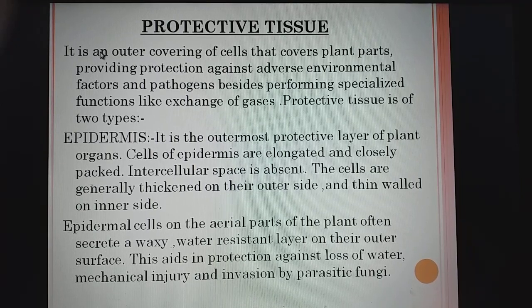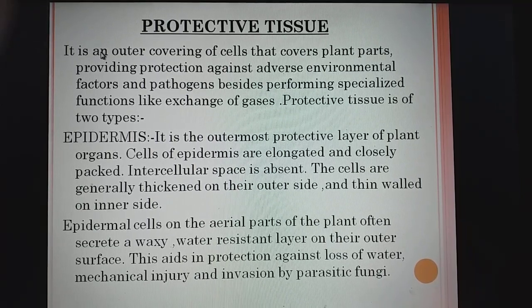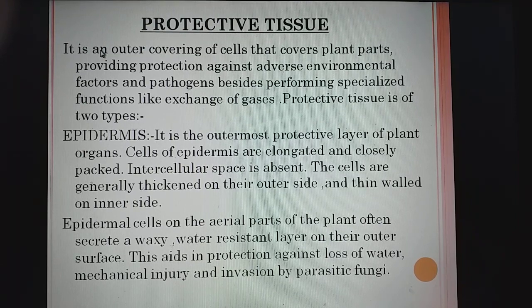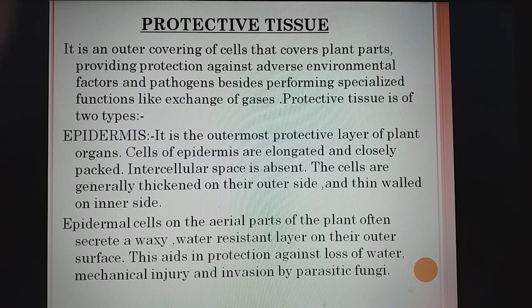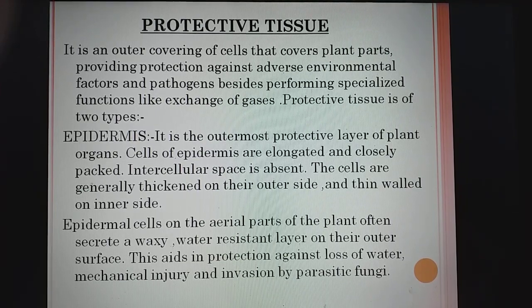So in the last video we studied the simple permanent tissue and complex permanent tissue. Among those, the simple permanent tissue we have completed. Today we will study the protective tissue.